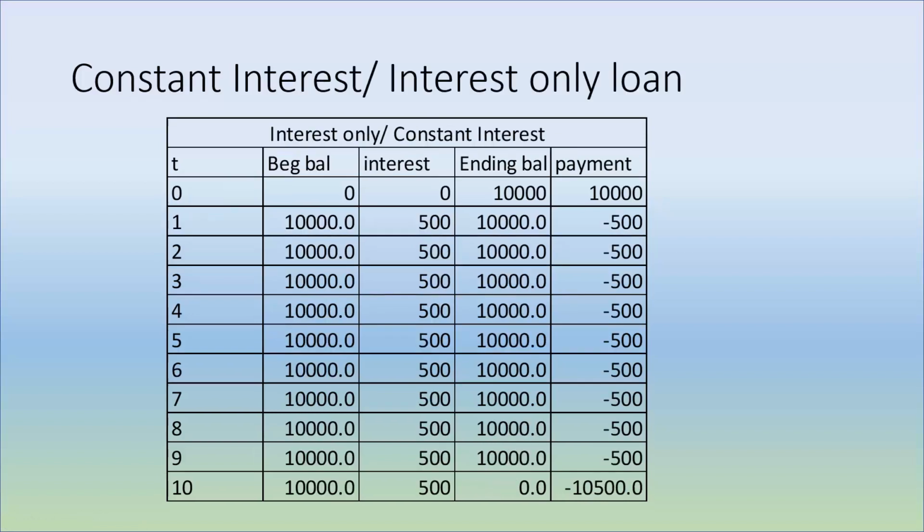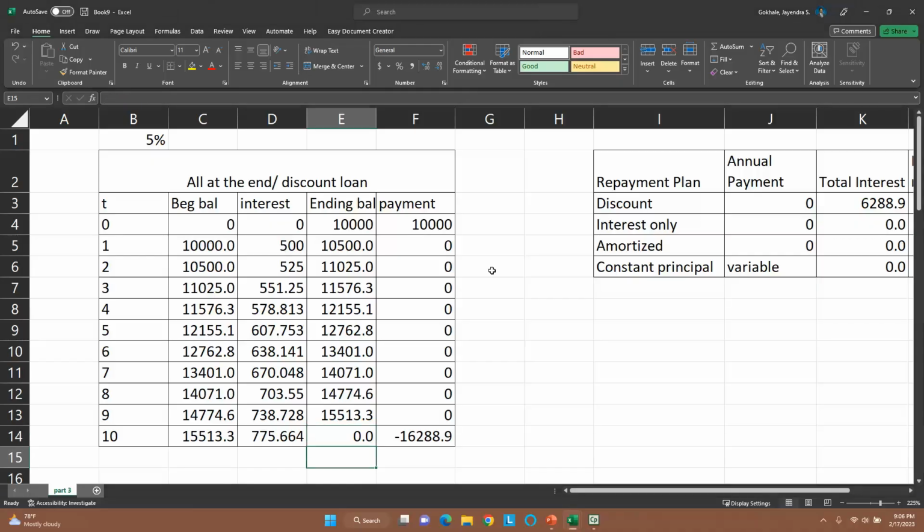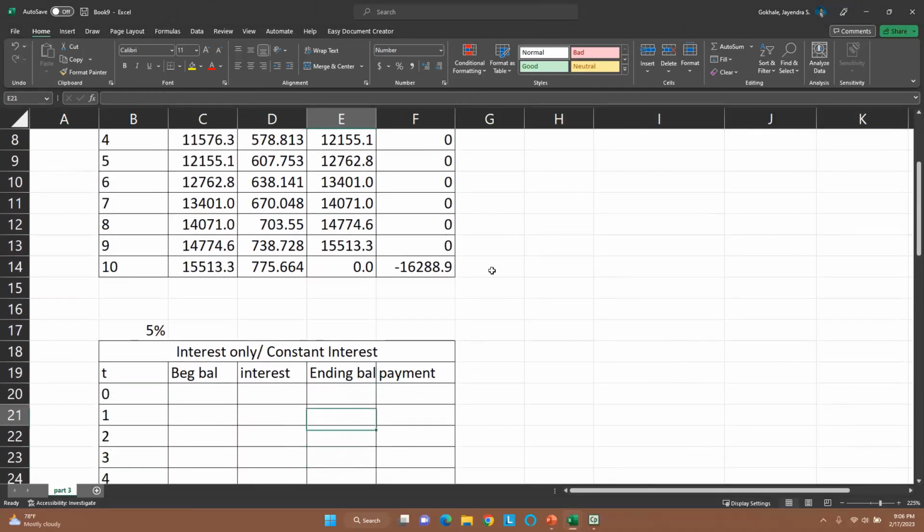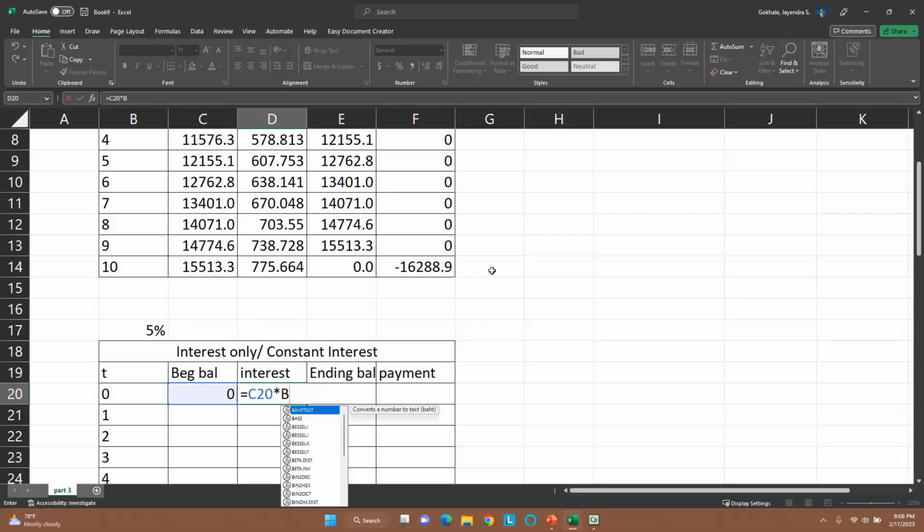Let's move on to the constant interest or interest only loan. So what if we just want to pay interest? So again, we can use this. So 0 equals this times, fix it, $B$17.